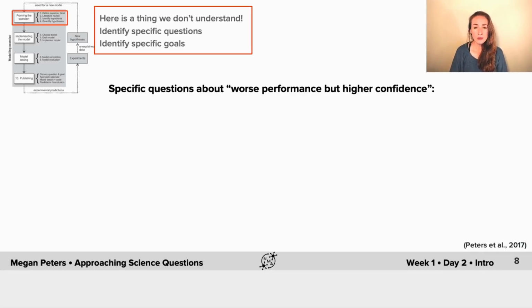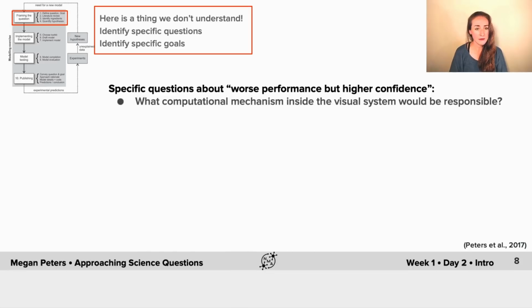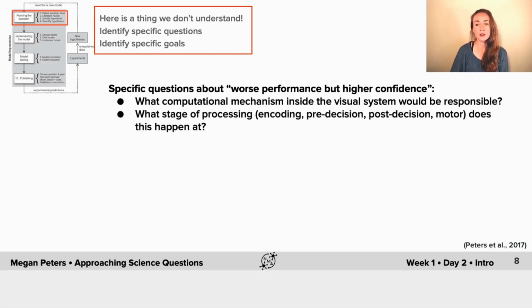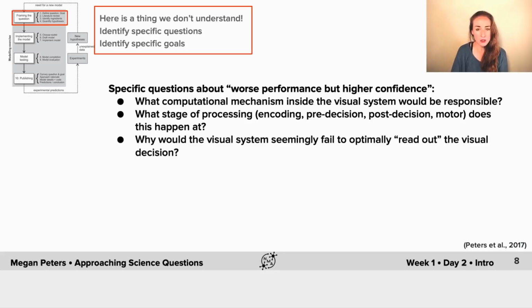So we started to break this down by asking specific questions like, what computational mechanism inside the visual system could potentially be responsible for this phenomenon? What stage of processing, the encoding stage, the pre-decision stage, the post-decision stage, the motor output, motor preparation and execution stage, which stage of processing is potentially involved? Here's another potential question. Why would the visual system seemingly fail to optimally read out this visual decision? How come we can make you terrible, but make you feel like you're doing great?